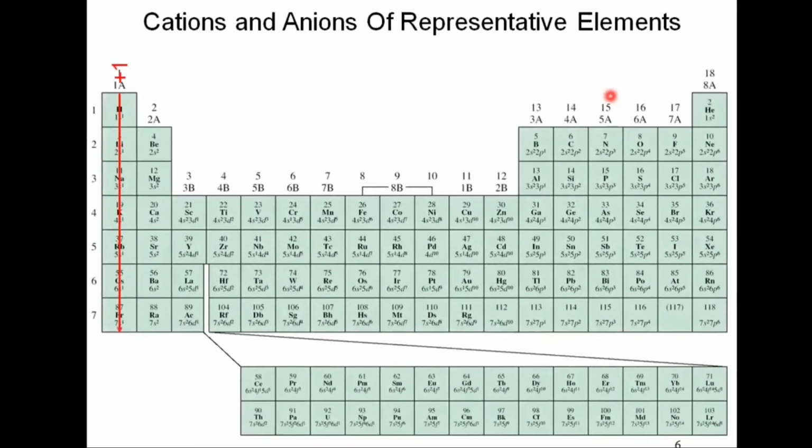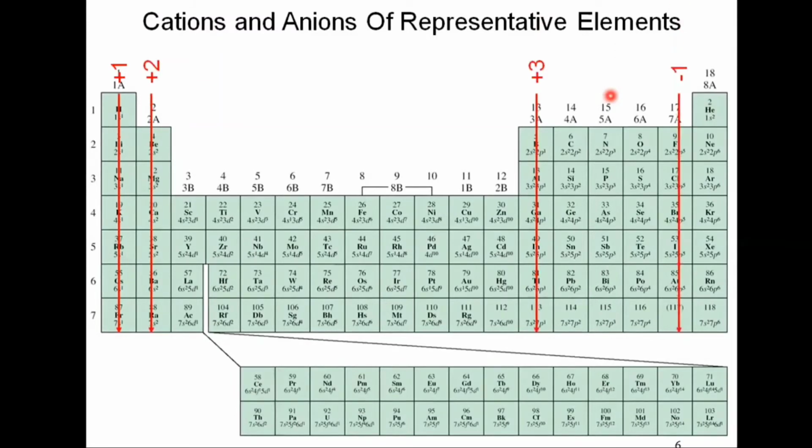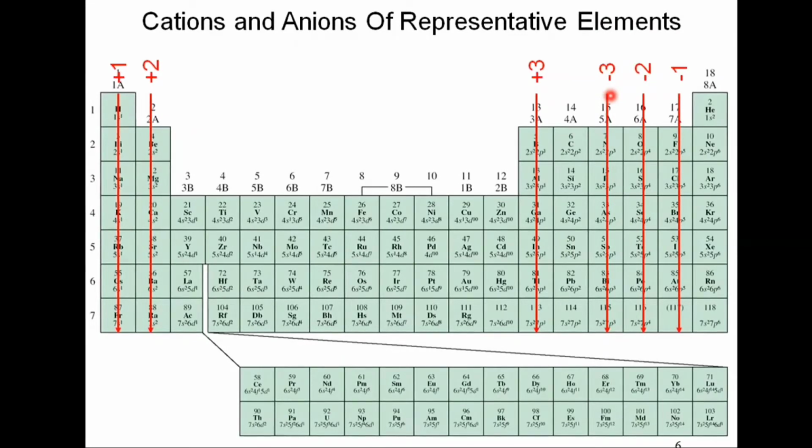So you can say that 1A group has +1 oxidation state, 2A has +2, 3A has +3, 7A has -1, 6A has -2, and nitrogen family has -3 oxidation state, because they gain electrons to become stable.